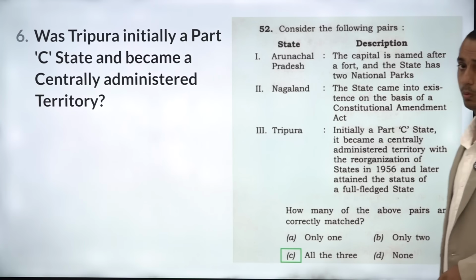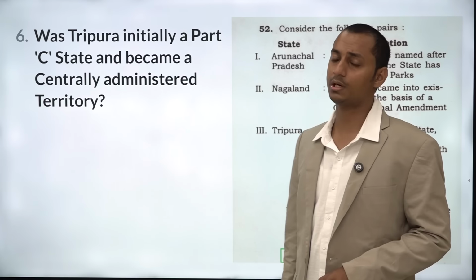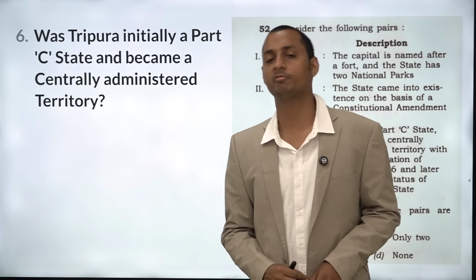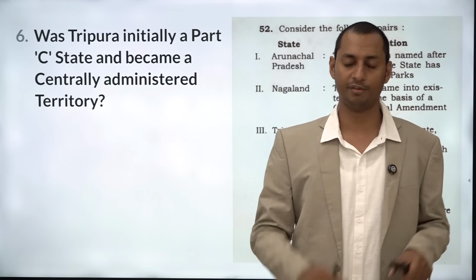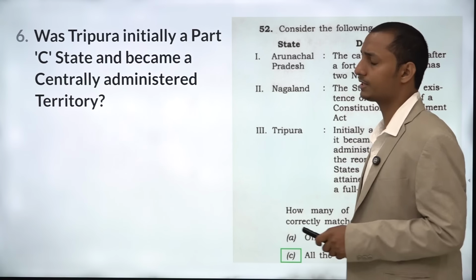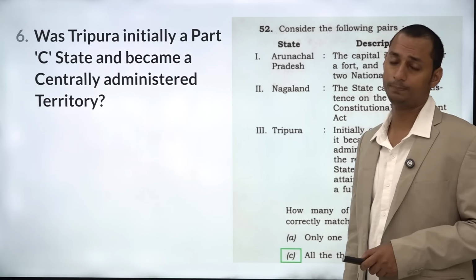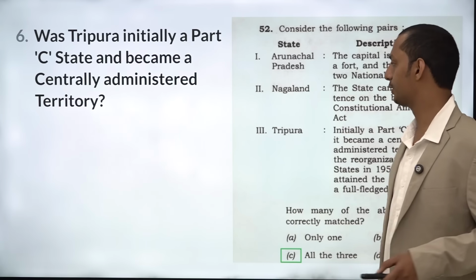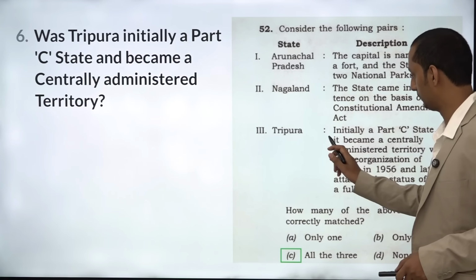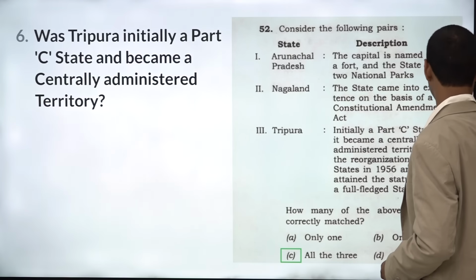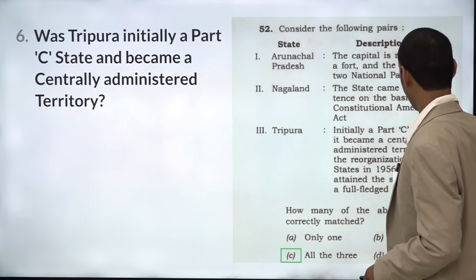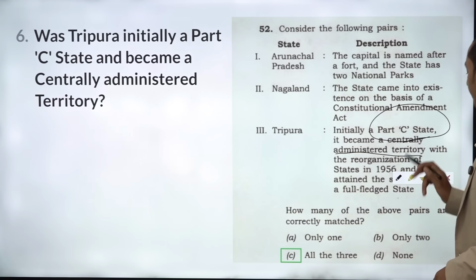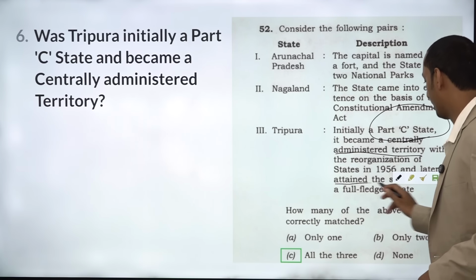Now, this is not a controversial question, but several students have messaged regarding it. They have a lot of confusion regarding Tripura, in finding the official documents regarding the history of Tripura. But let me tell you, it is there on the High Court of Tripura site. It is there in the historical documents regarding Tripura. It is there on several government sites. So, was Tripura initially a Part C state, then became a centrally administered territory and later became a full-fledged state?